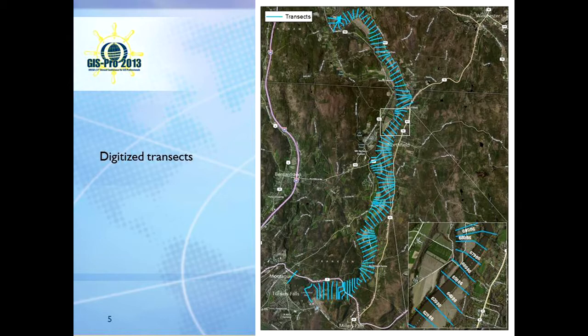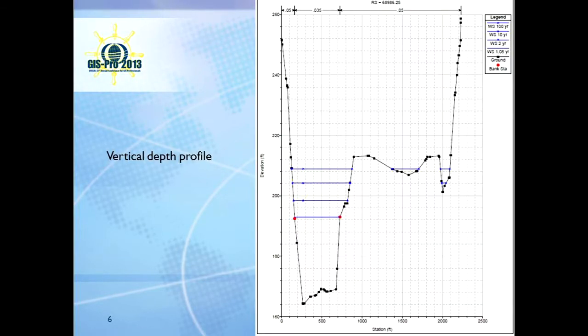So this is a vertical depth profile of a single transect, distance on the x-axis and elevation on the y-axis in feet. Again, there were about 100 of these, and the lengths all varied, so automation was the only way forward. This couldn't be manually done.